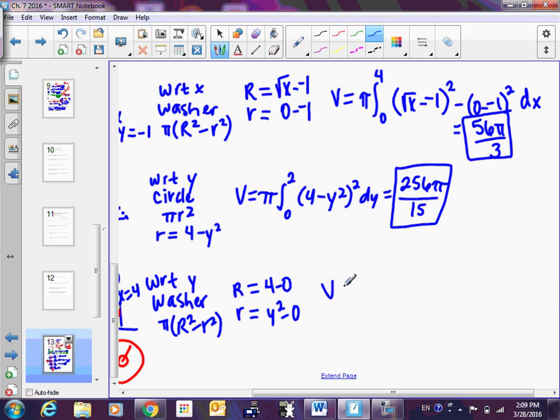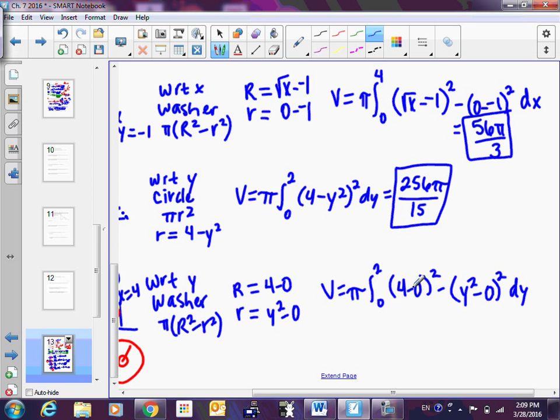Once you have this set up, you should be able to write the volume. Write your pi. Make sure you're sticking with your bounds with respect to y. So the y bounds are 0 to 2. Your big R squared minus your little r squared.